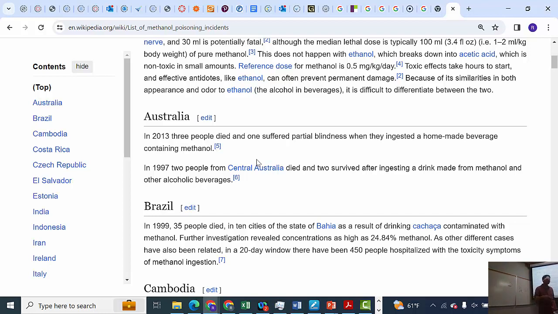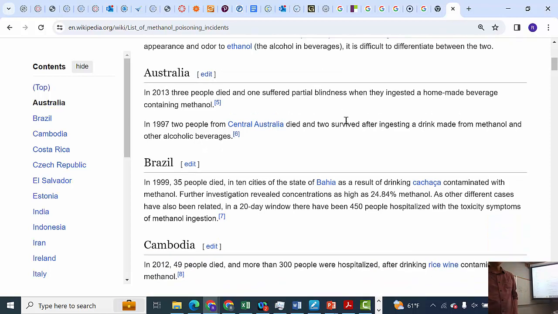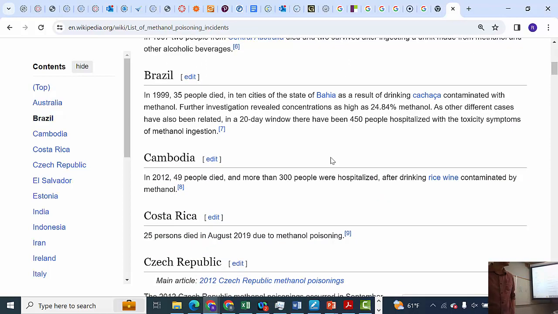Not only that, you know, when COVID was going around, there was hand sanitizer, and some hand sanitizers use methanol. That's illegal now with the FDA. You can't have methanol in hand sanitizers. You can have ethanol, but you can't have methanol. People were trying to extract the alcohol out of hand sanitizers and drink this stuff, unfortunately. In Brazil, this is 1999, there have been more recent cases. 35 people died, 450 hospitalized. 49 people died in Cambodia, 300 were hospitalized.